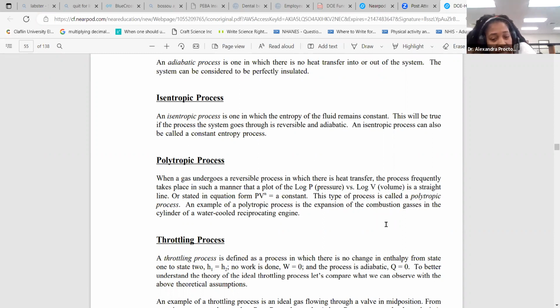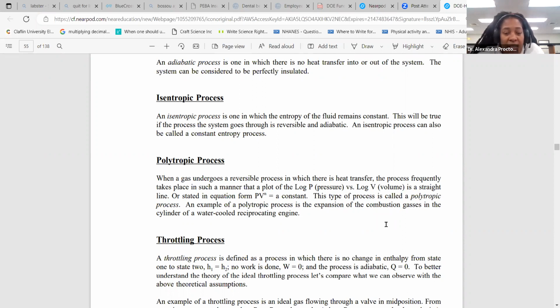The throttling process is defined as a process where there's no change in enthalpy. So we have entropy remaining constant, no heat transfer. Now we're talking about no change in enthalpy from one state to another. Okay, so that's why they use h1 is equal to h2. No work is done, work is equal to 0. And the process is also adiabatic, so Q is equal to 0.